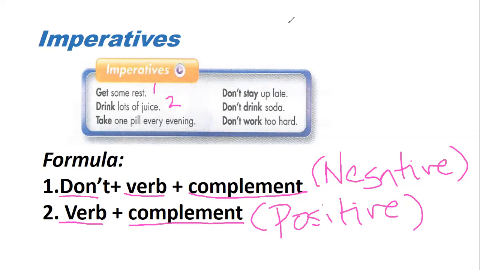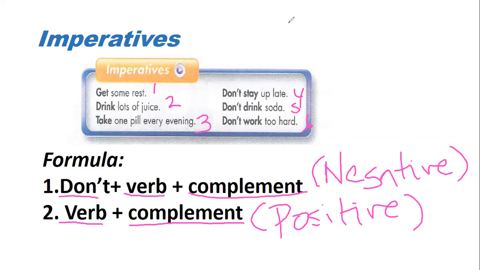Don't stay up late. Okay, very good. Another one? Don't work too hard. Very good, very good. And another one? Take one pill every evening. Okay, is that for number two or for number one? For number two. Number two, very good. And what about number one? We're missing one. Get some rest. Number two is get some rest, very good. Another one? Don't drink soda.